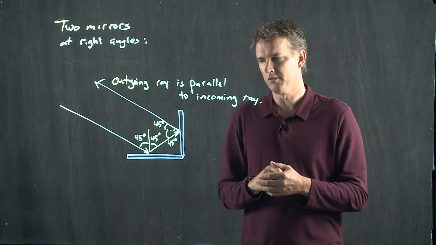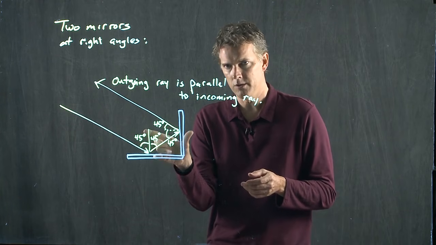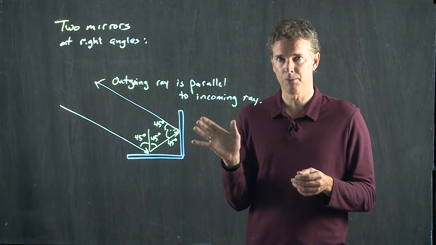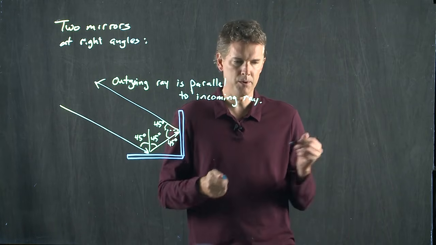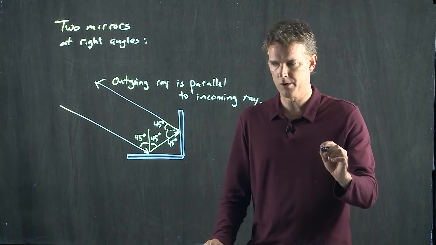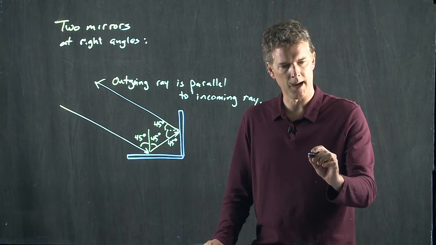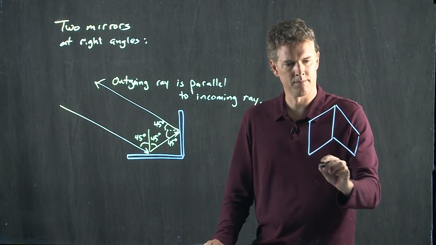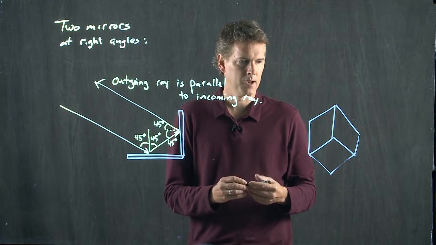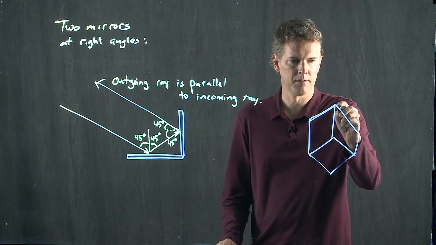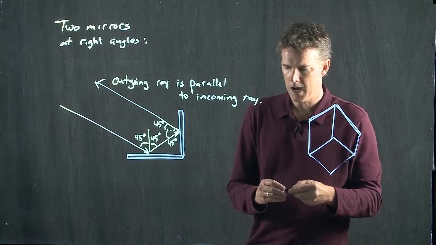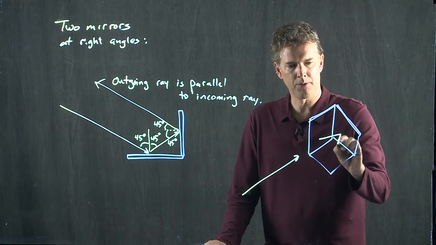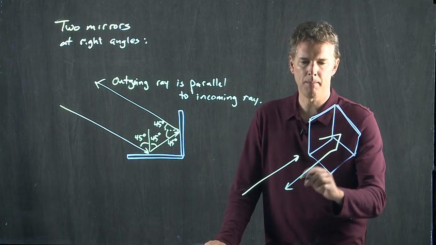But there's a much more important feature here, which is the following. Let's say we didn't just do this in 2 dimensions. Let's say we did it in 3 dimensions. If you do it in 3 dimensions, it's called a corner cube, and let's see if we can draw it out. Okay, these are the mirror surfaces. And now any incoming ray will bounce 3 times and come out parallel.